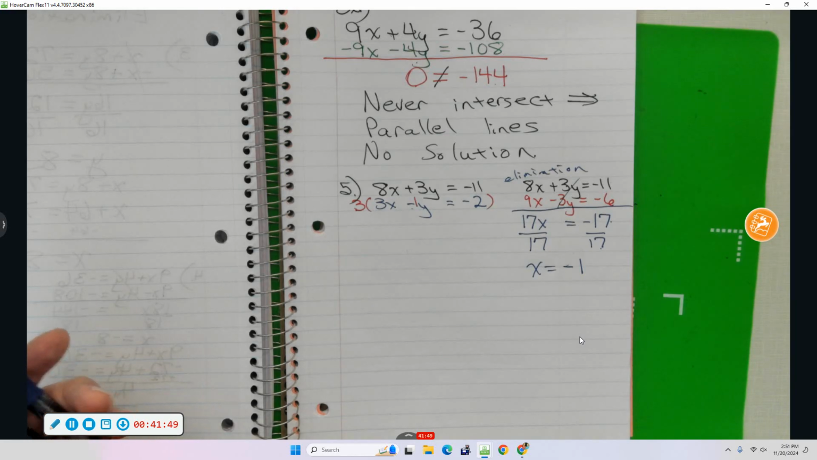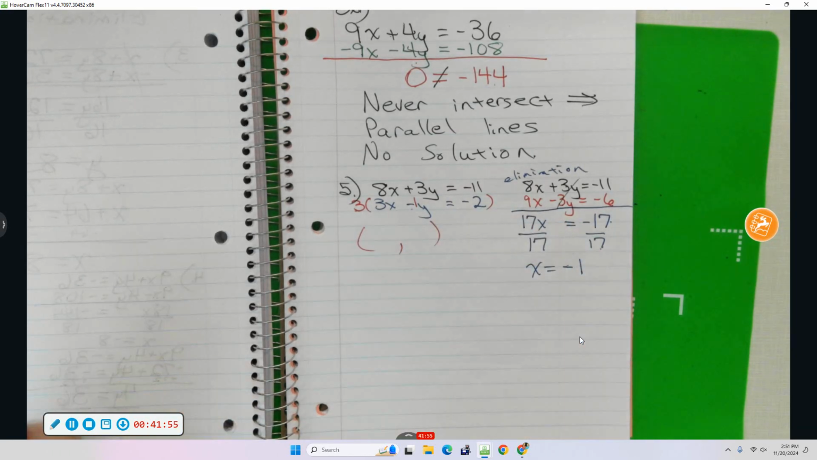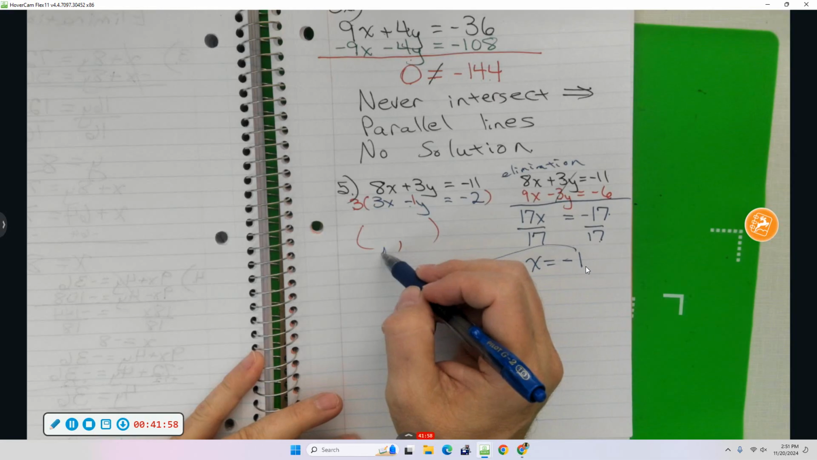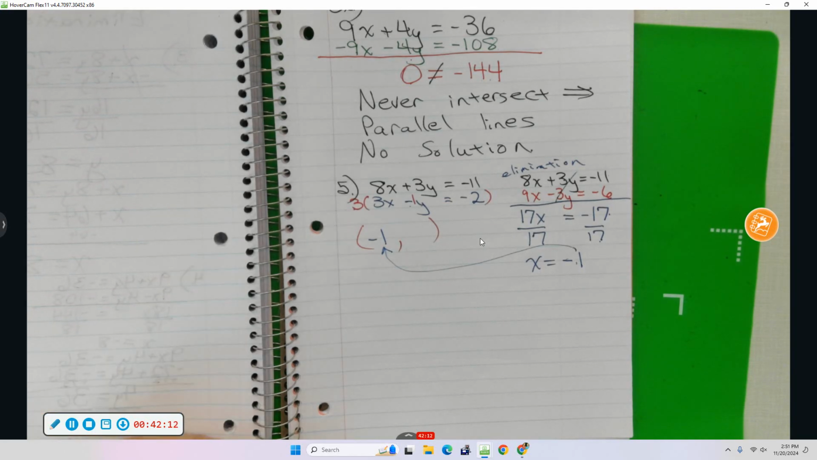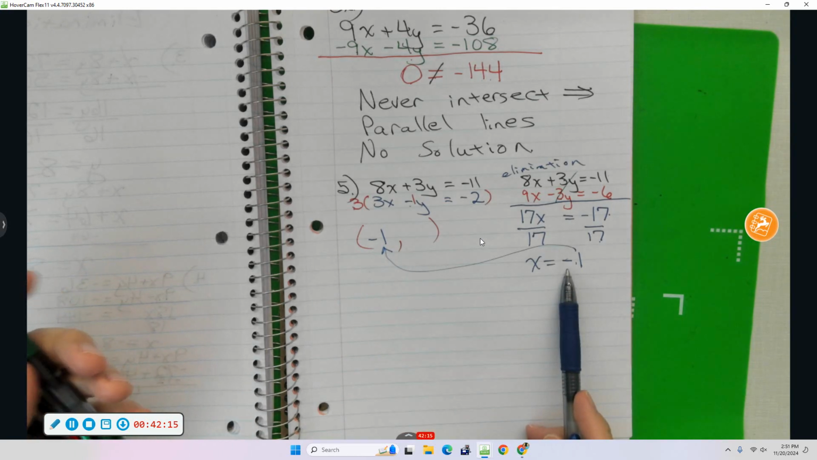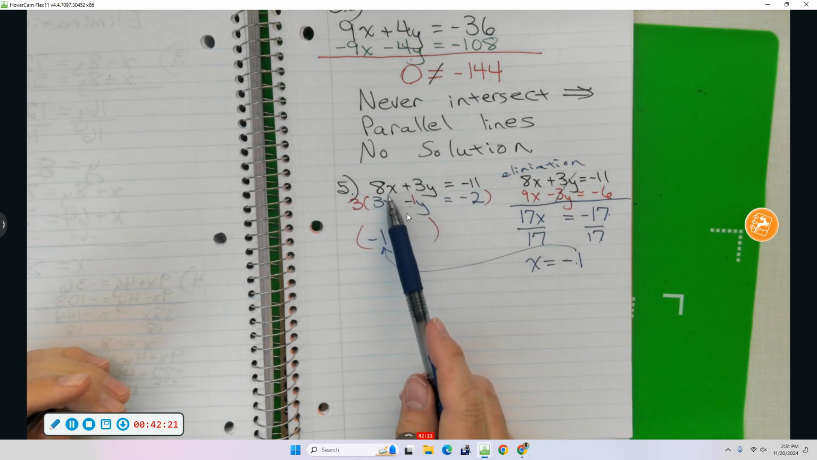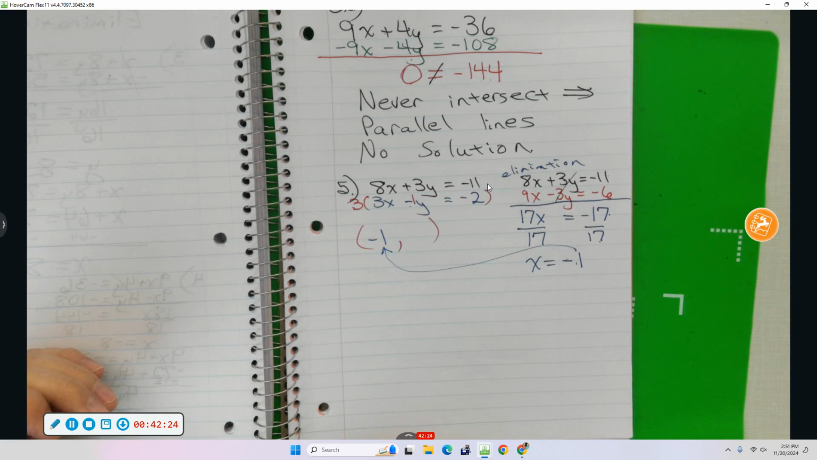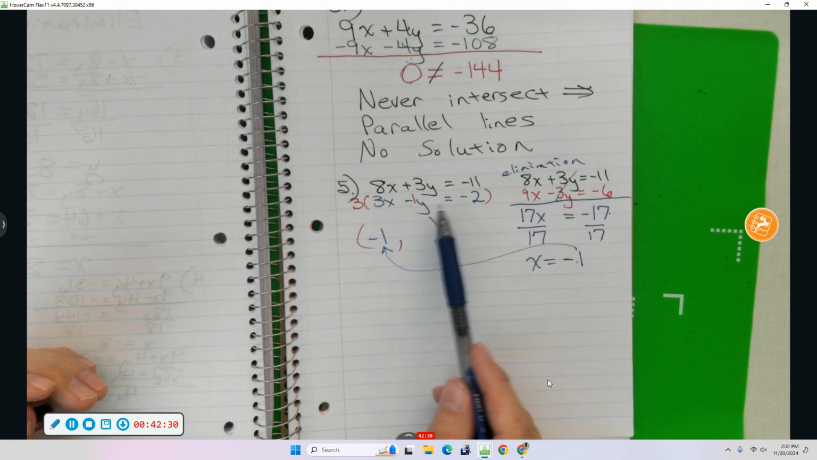That means that these two lines are going to intersect at an ordered pair where the y value, not the y value, the x value is negative 1. So we need to substitute to find the value of y. We know x is negative 1. It doesn't matter which of the original equations we use. You could use 8x plus 3y equals negative 11, or you can use 3x minus y equals negative 2. Which one do y'all want to use?